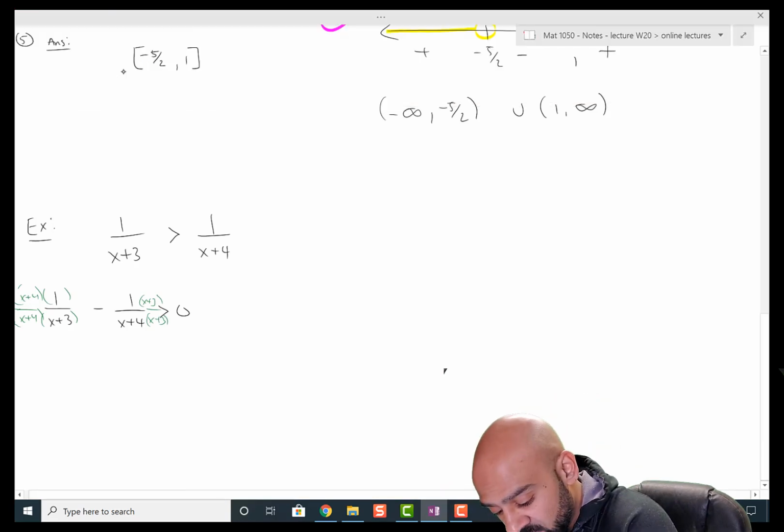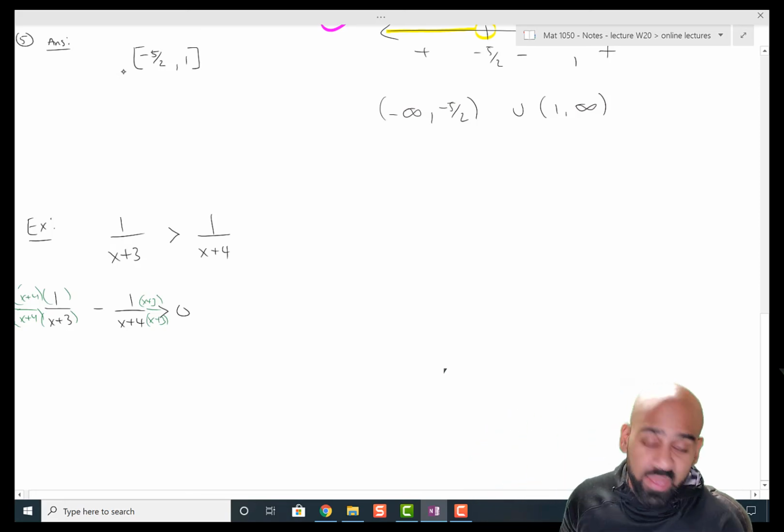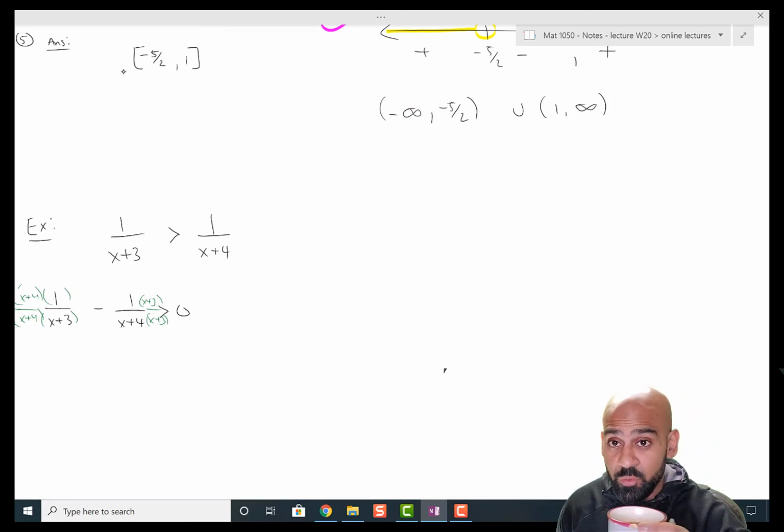If you clear the fraction, congratulations, you will not be good at sign chart stuff because that's epically wrong. Never clear the fractions.